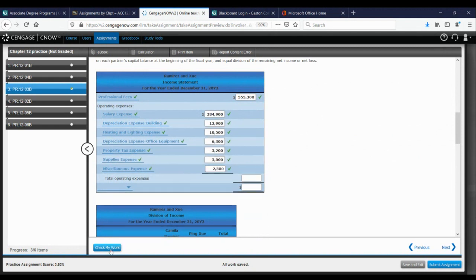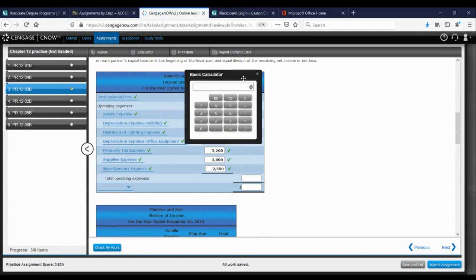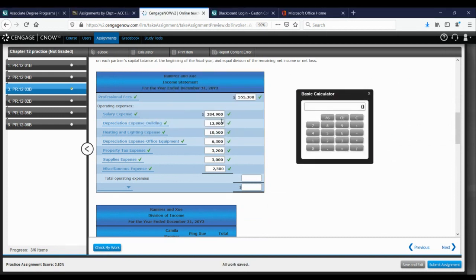I'm going to check my work here just to make sure I've copied in the right amounts, and they are correct. So we'll move on to finding the total operating expenses. So I'm going to use my calculator for this, starting with the salary expense. And then I'm going to add the remaining expenses to this.